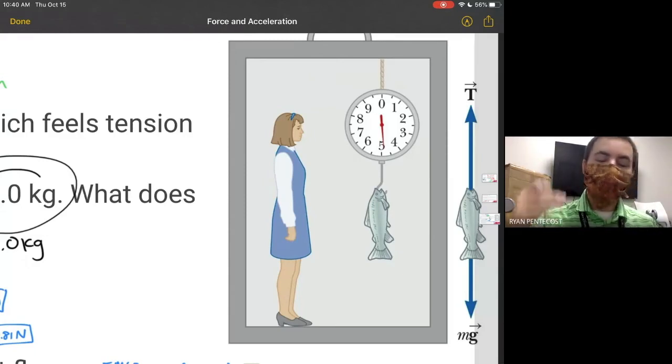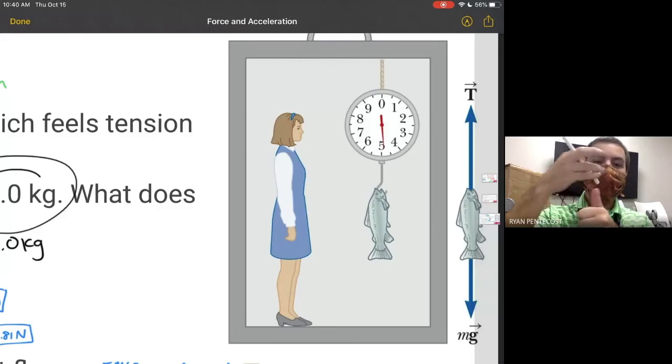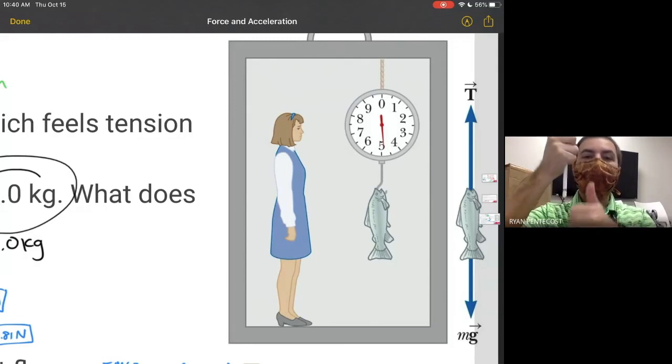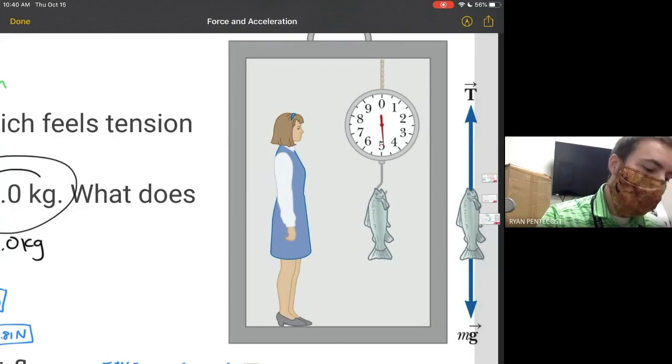Similar to the fish, but with the scale. Here the fish is hanging from this scale. So the fish wants to keep going, but the scale doesn't. So the fish will actually give some slack to the scale. It's a little bit more complicated of a thought experiment, but that's why the scale would read less in that scenario.